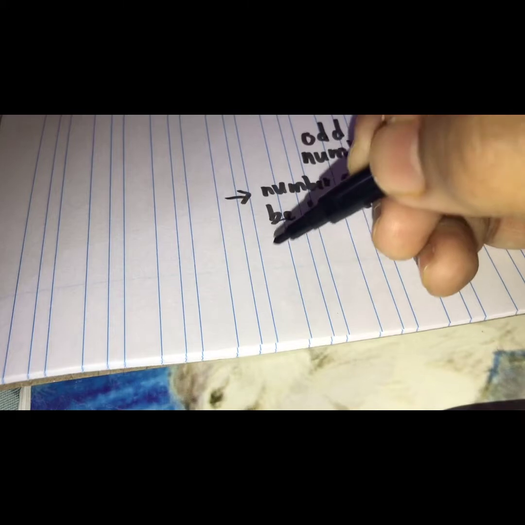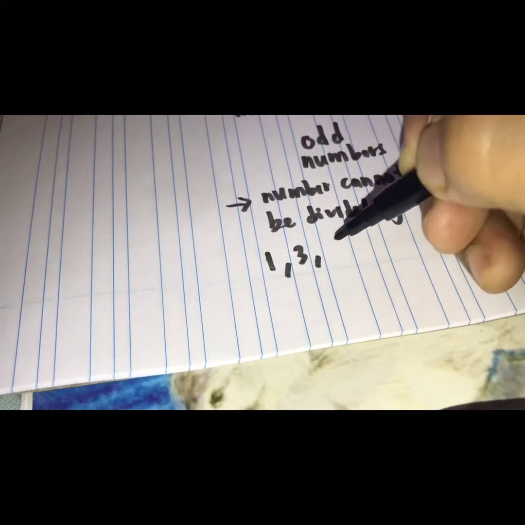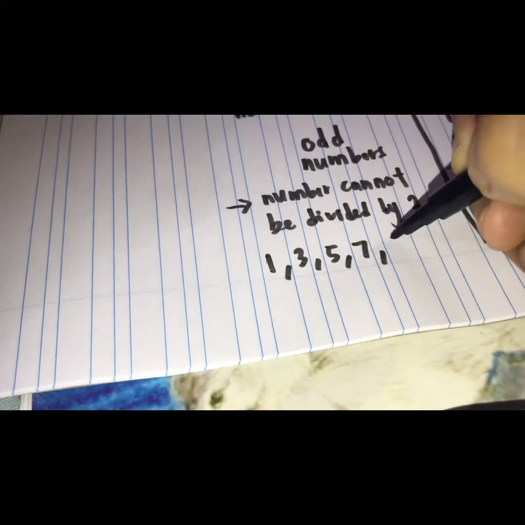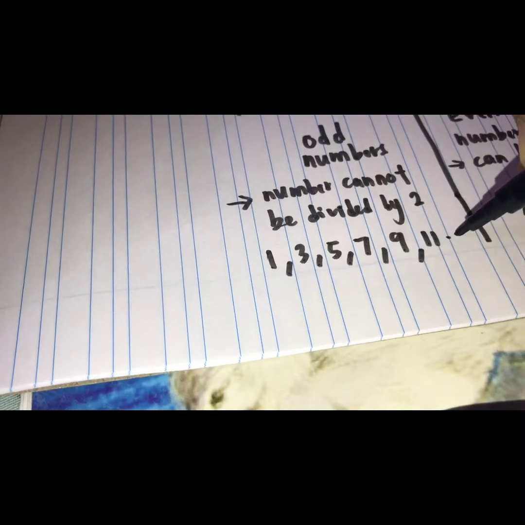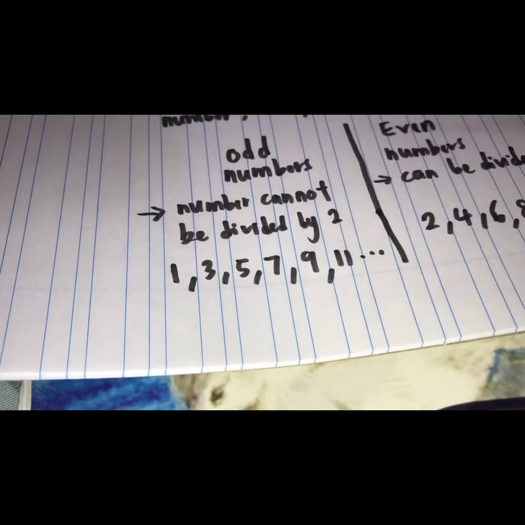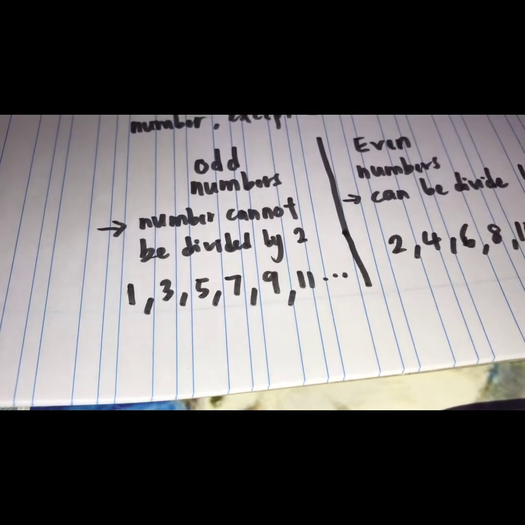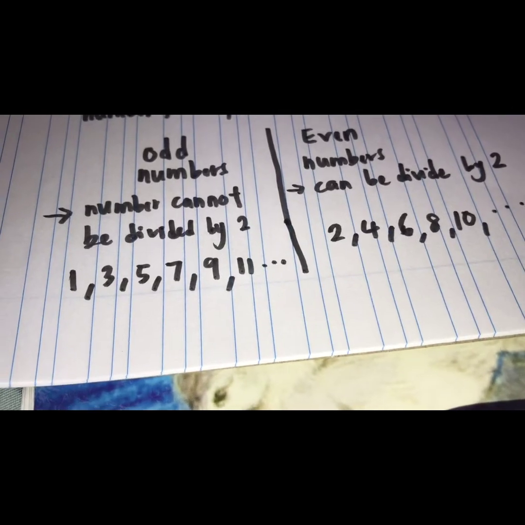Odd numbers start with 1, 3, 5, 7, 9, 11, and so on. Odd numbers cannot be divided by 2. Even numbers can be divided by 2. Okay, the next tip. You must understand that.